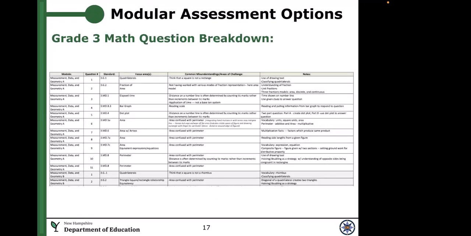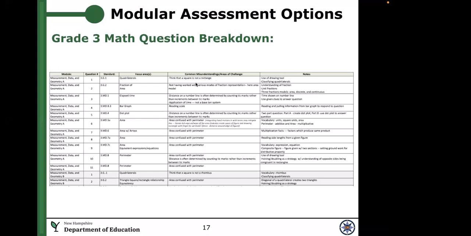So the last thing that we have is this, there are supplemental documents. I'm going to thank Annie right now, give her a shout out. For every grade level, what Annie has done is she's gone through the modular assessments for math, and she has mapped them and said, basically, for measurement, data, and geometry, for the first modular, question 1, here's the standard associated, the focus area. And this is where I feel like it's a game changer as well, is that it has a common misunderstanding or area of challenge for students, and then just some notes of what they're doing on this particular question on the modular.